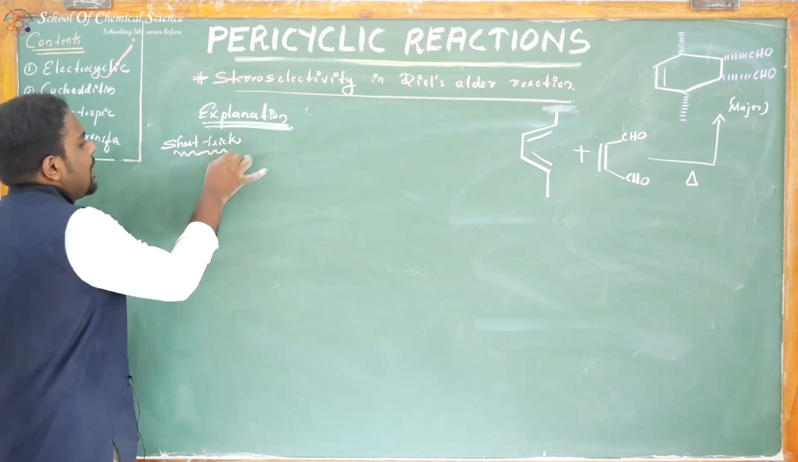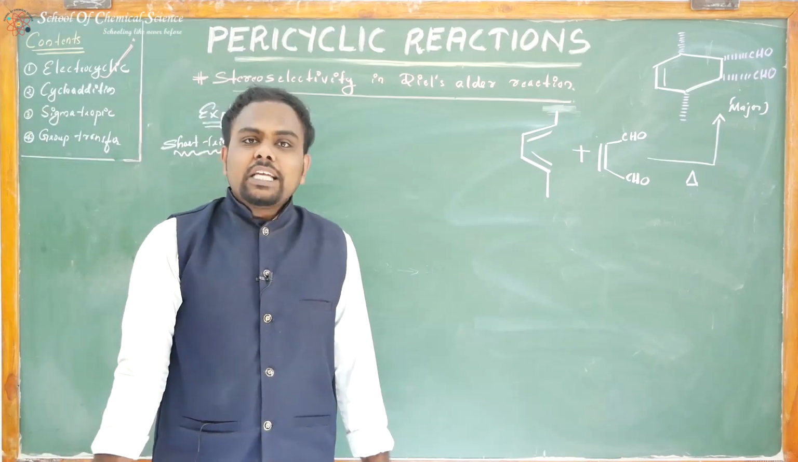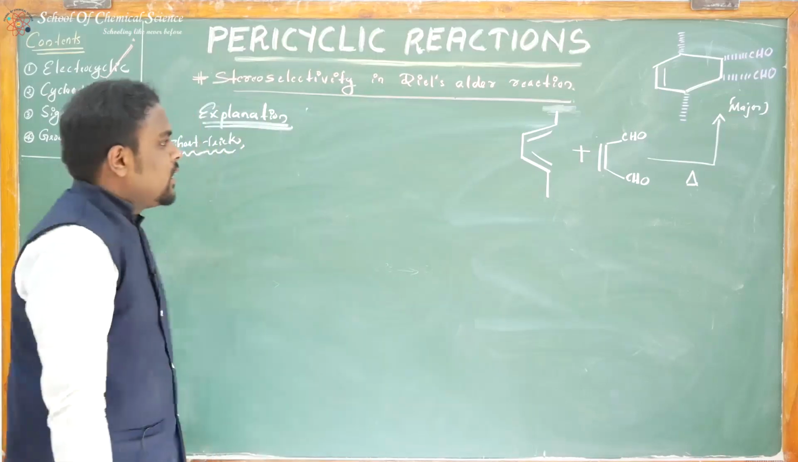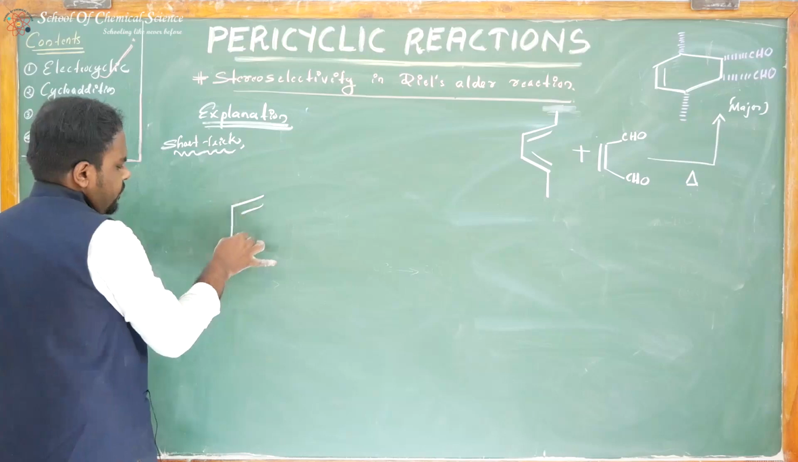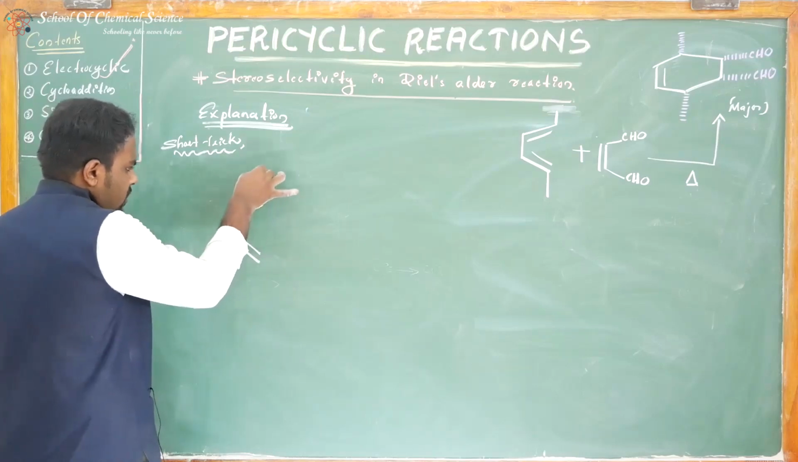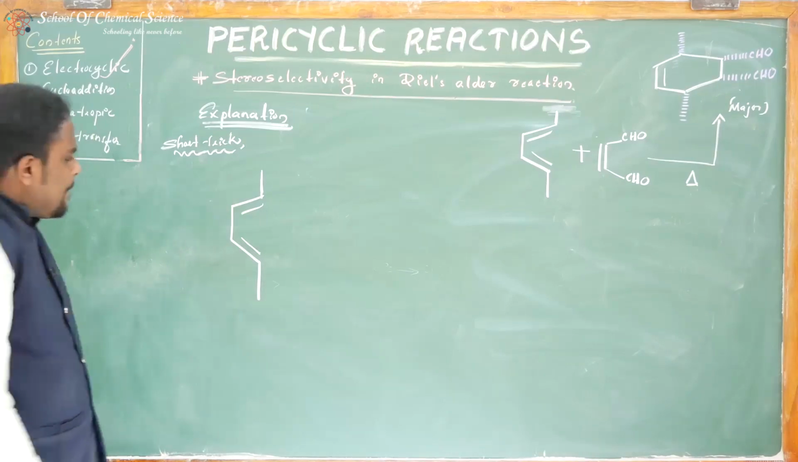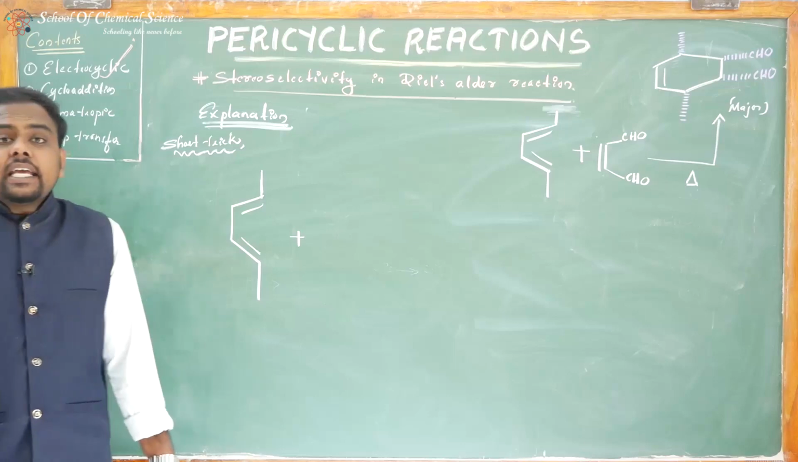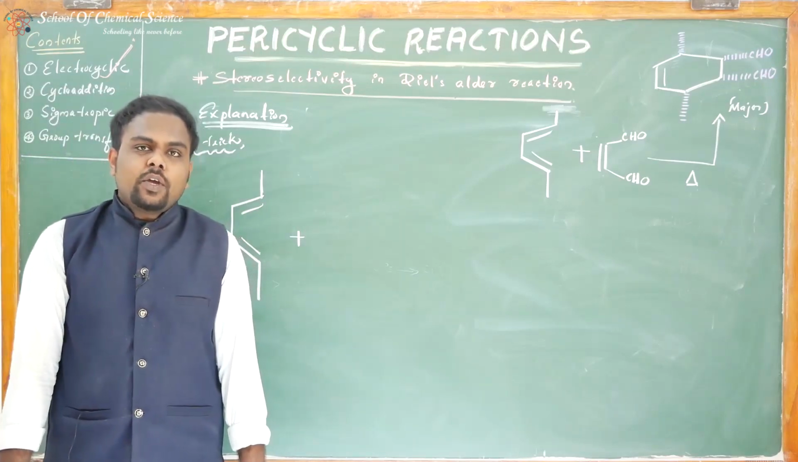That you studied in the MSc classes. No need to study that explanation from a CSIR NET or GATE point of view. I am giving you a short trick. Consider the diene. This is your diene, no doubt, plus the dienophile containing an electron withdrawing group.